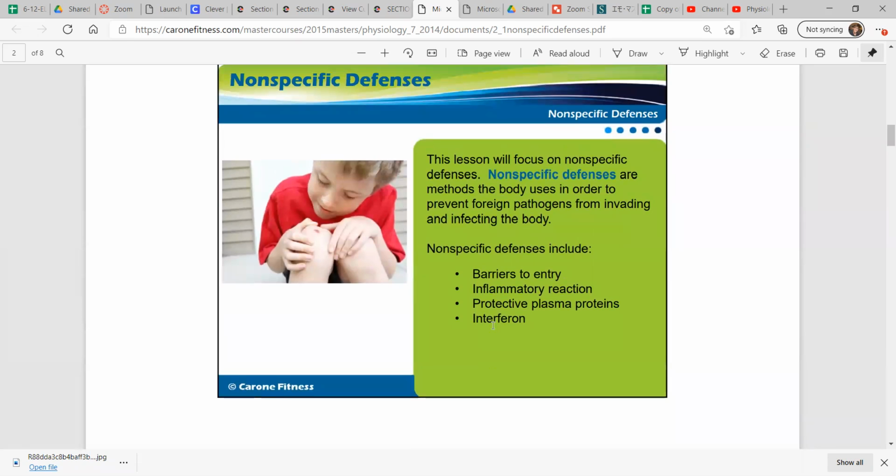Non-specific defenses are methods the body uses in order to prevent foreign pathogens from invading and infecting the body. So non-specific is just a general defense system. You create barriers to enter your body. There are inflammatory reactions, protective plasma proteins, and interferon.